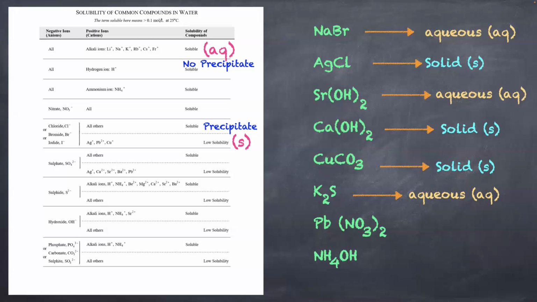Next one is lead 2 nitrate. Nitrates, as you can see up there, are soluble with everything. So it's going to be aqueous. Next one is ammonium hydroxide. As you can see, hydroxide is soluble with ammonium as well. So it's going to be aqueous.